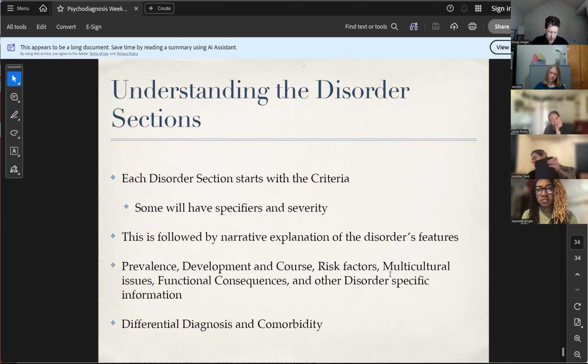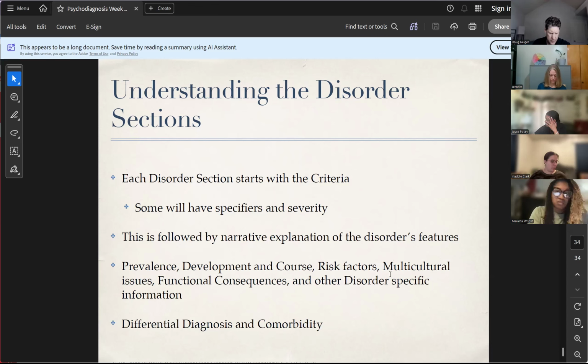Let me find one we can look at real quick. Okay, here's generalized anxiety disorder. If you have the book, it's on page 250. If you have the other, just look for generalized anxiety disorder in it. As you're looking, it's got the criteria first. The diagnostic criteria for generalized anxiety disorder: excessive anxiety and worry occurring more days than not for at least 6 months, about a number of events or activities such as work, school, and so on.